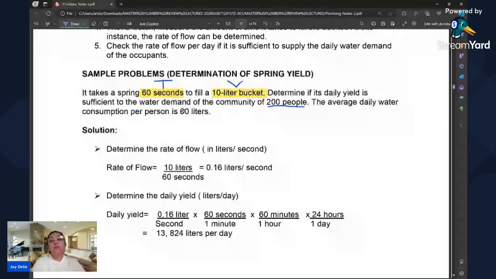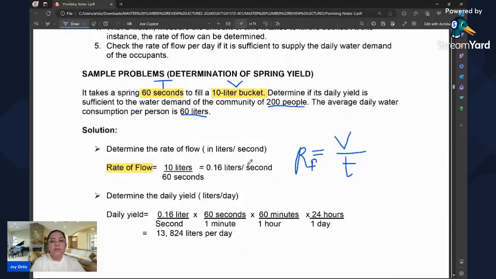So how will we be able to identify if the daily yield is sufficient? First is the rate of flow. We need to get first the rate of flow. So susulatan natin dito. Here is the rate of flow, R. Rate of flow is equivalent to volume over time. So that's why we get 10 over 60, liters per second, that is 0.16 liters per second.